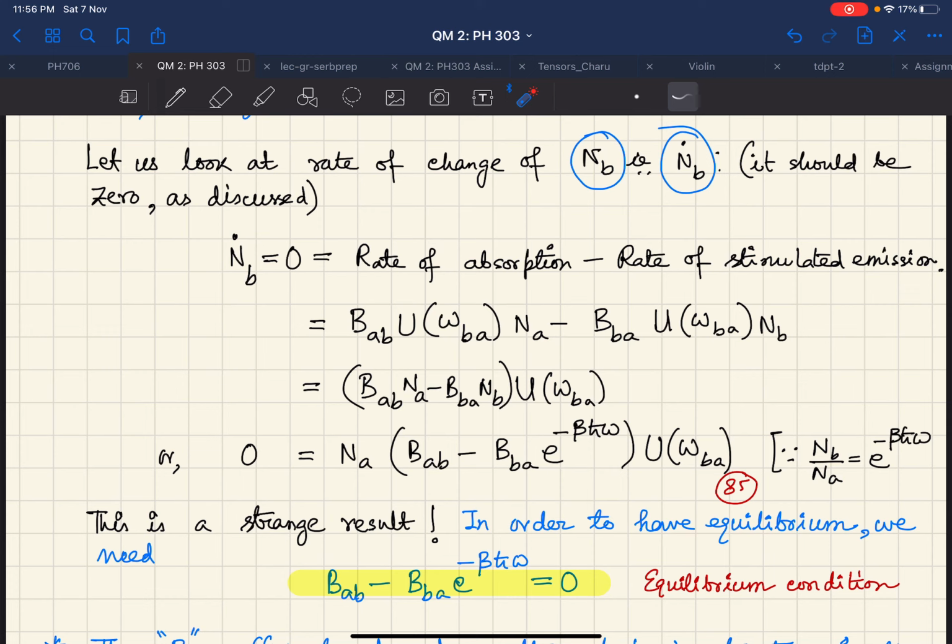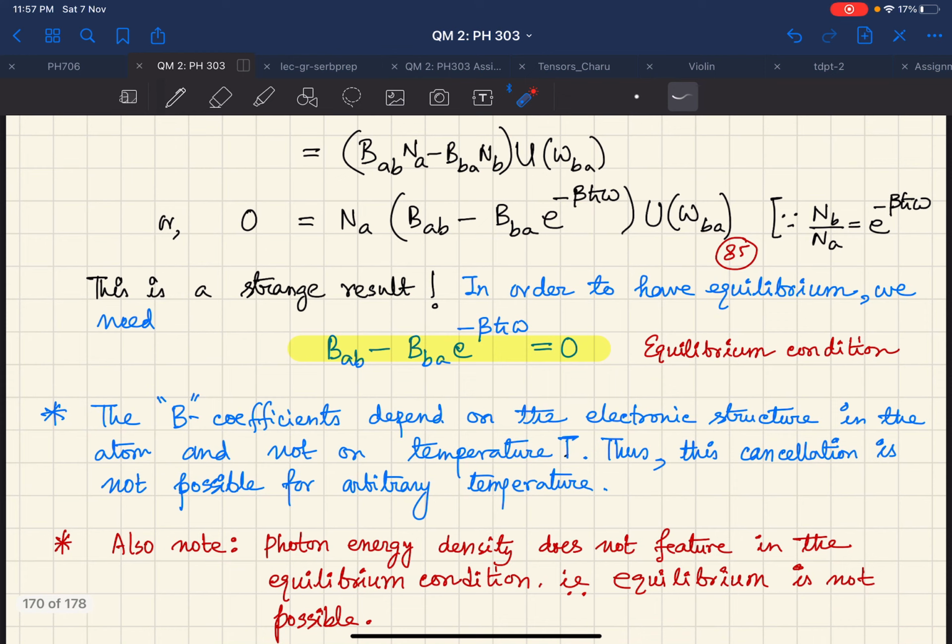Now, isn't this a very strange result? Because what does this tell us? Forget about this and this, just look at this expression. This has to be 0. In order to have equilibrium, this has to be 0. That is our equilibrium criterion. So that means the B coefficients actually depend on the electronic structure in the atom. That is what we know. And it is not dependent on the temperature T. Therefore, this cancellation is not possible for any arbitrary temperature. That is simply not possible. This equal to 0 is not possible.